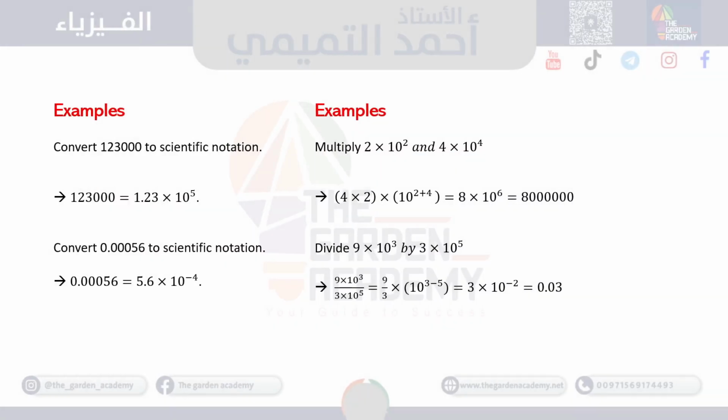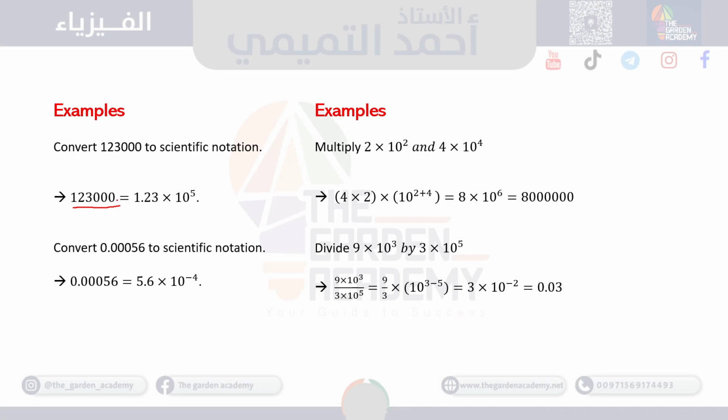Let's take a few examples. Now, let's say we want to convert 123,000 to scientific notation. First, 123,000, if we want to write it down in the scientific notation form, we have to move the decimal point either to the left or to the right. In order to what? In order to form the coefficient or the mantissa.